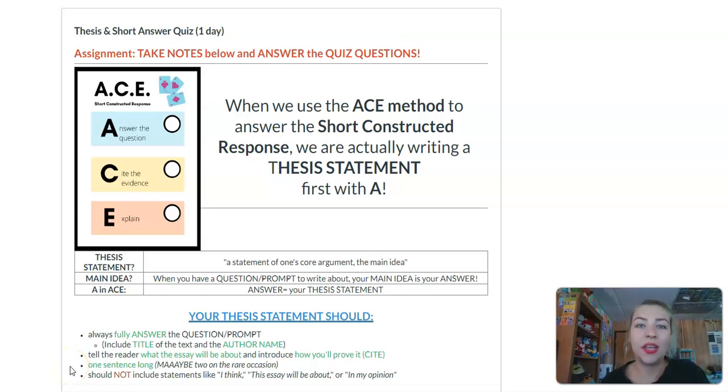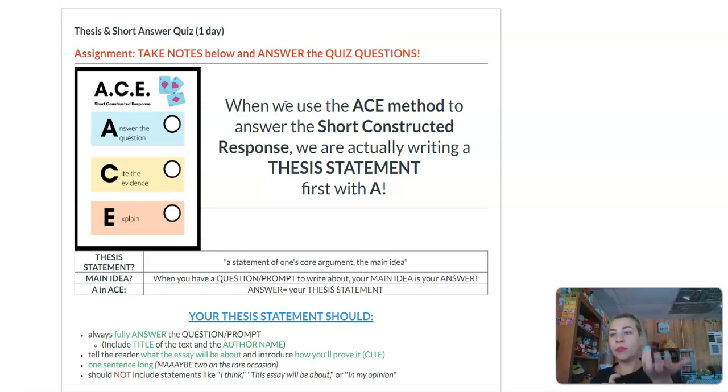Hi guys, really quickly I just want to review the notes for the assignment in Unit 4. This is the Thesis and Short Answer Quiz. So just really quickly, we are really trying to hit home ACE. ACE is going to be the most important tool for answering the short constructed response.